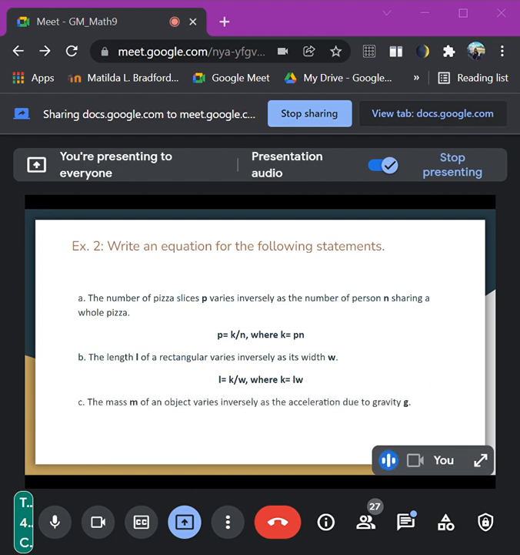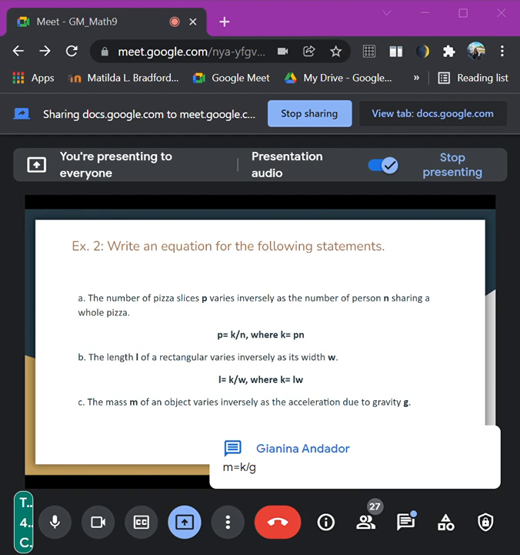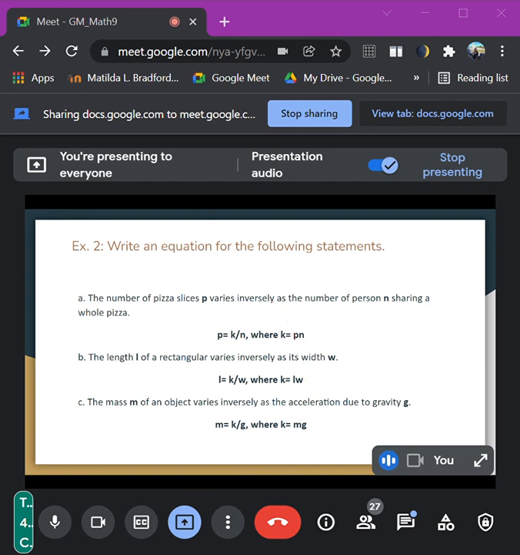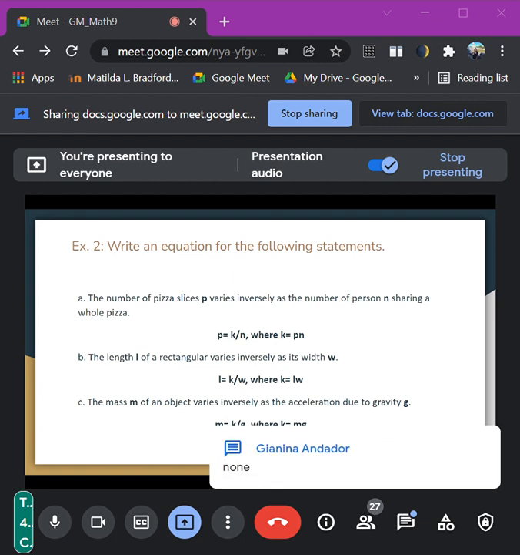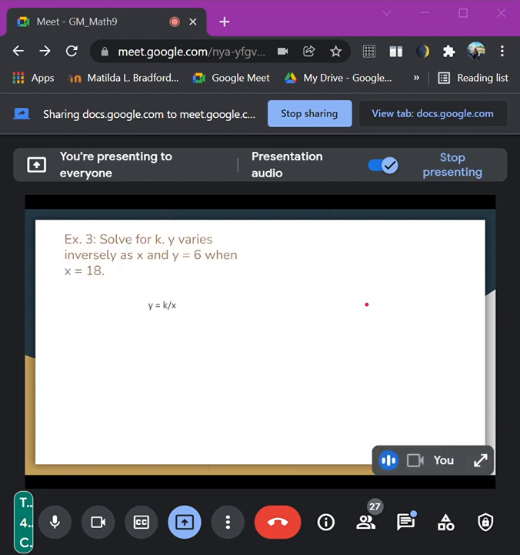Now for the last one, class. The mass of an object varies inversely as the acceleration due to gravity. Okay. We have there M is equal to K over G, and where K is equal to mg. So far, any questions for writing equations? Okay, none.